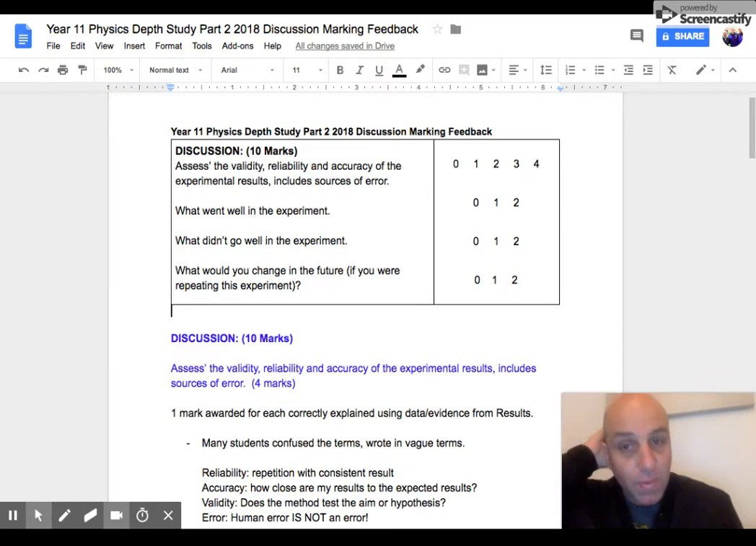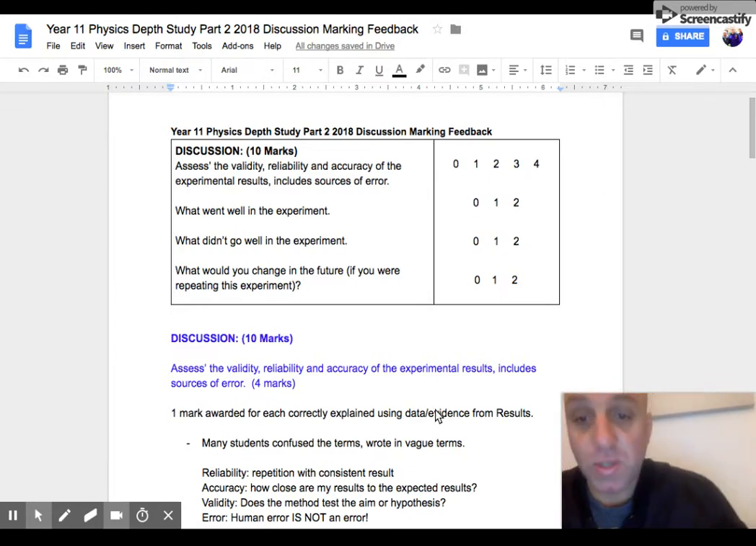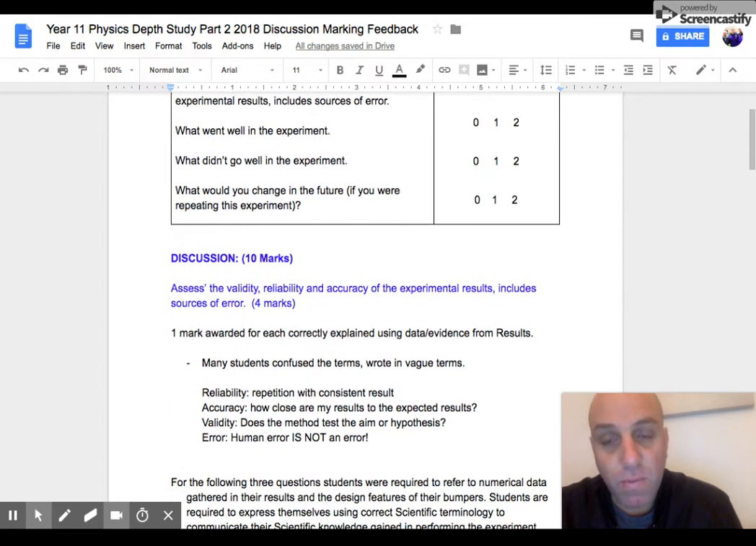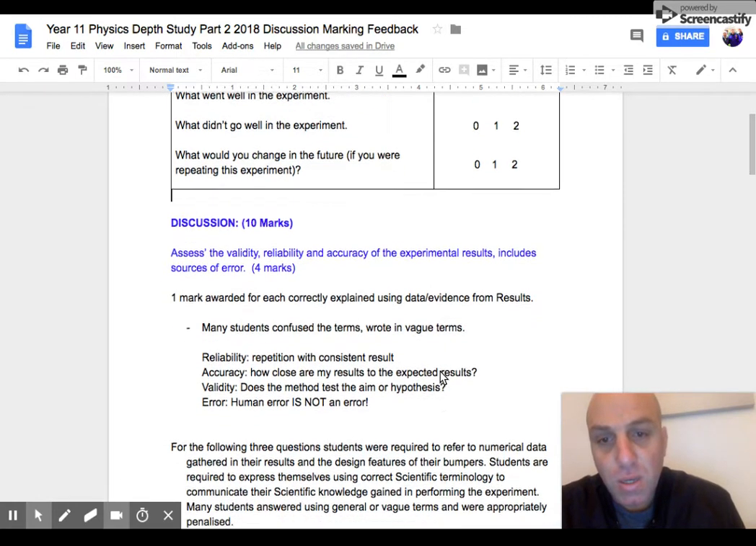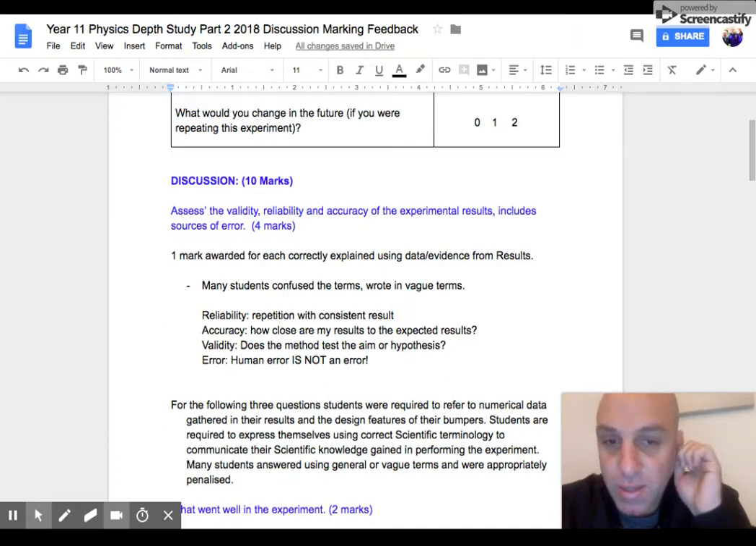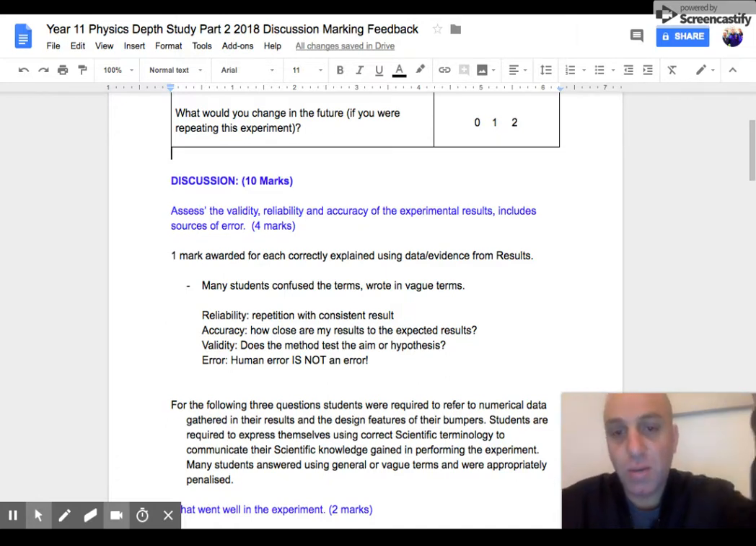First bit was just validity, reliability, accuracy, and sources of error. Okay, so the way I did this was I basically just gave 1 mark for each of these correct. So reliability, you just had to say repetition with consistent results, and you had to talk about that. Accuracy, you had to say how close your results are to the expected result. Validity, you just have to assess whether your method tests the aim. And error, you just had to identify some errors in your experiment and go through those.